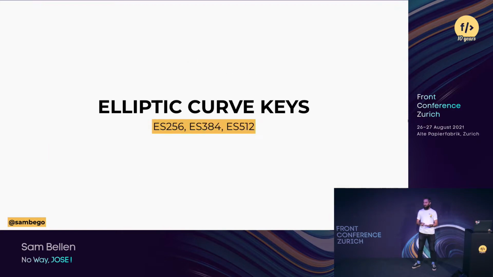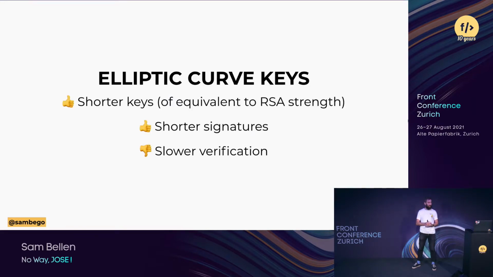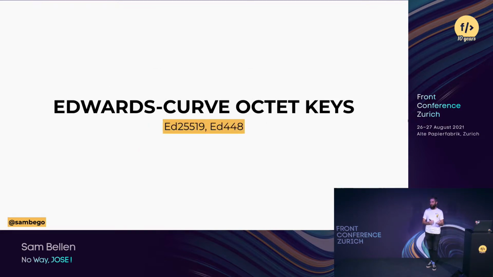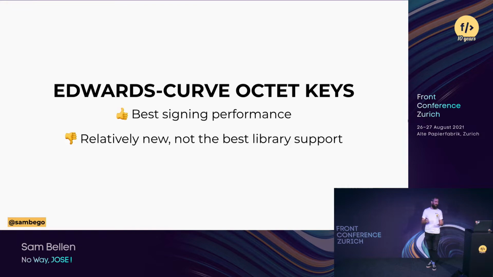While elliptic curves, usually ES256 and so forth, they have shorter keys for the same amount of strength as an RSA key. So you have shorter keys, which means you have shorter signatures, but they're a bit more complex, so they're slower to verify. And then you have Edwards curve octet key pair, which basically is the best of both worlds. They have better signing performance, but they're relatively new, so not every library out there might have support for them, even though they're all catching on, and it's quite normal for these days to find support for these Edwards curve octet keys as well.